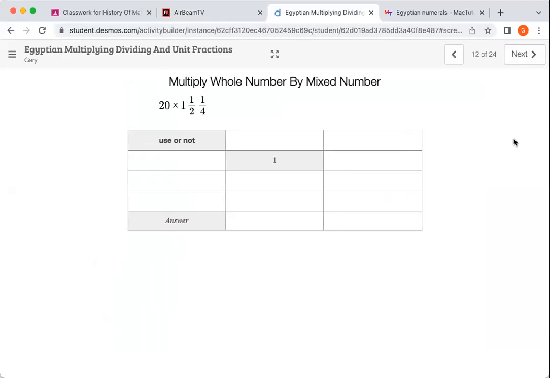Now here's one. This one's not hard. This is 20 times 1 3/4, but they have it listed as 20 times 1 1/2 1/4. Why don't you take a minute now to think, what would the table look like for this one?